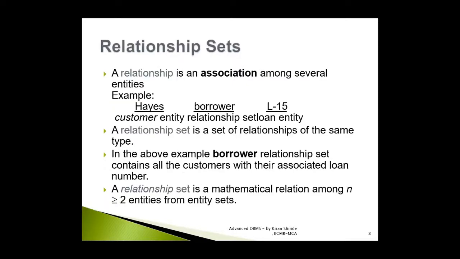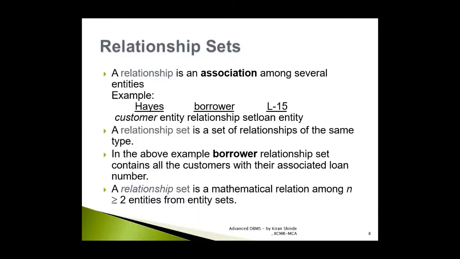Coming to the next topic in this session, relationship or relationship sets. What is a relationship with respect to entity? A relationship is an association among several entities. It means one entity set is related or associated with another entity set. So that kind of association is called a relationship. Now here is an example.